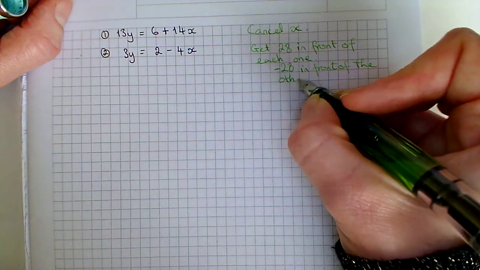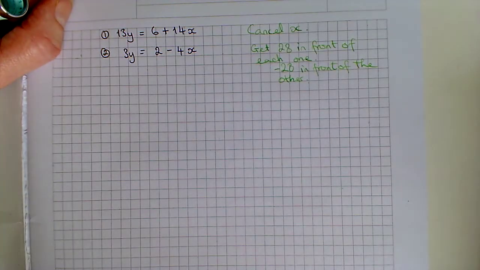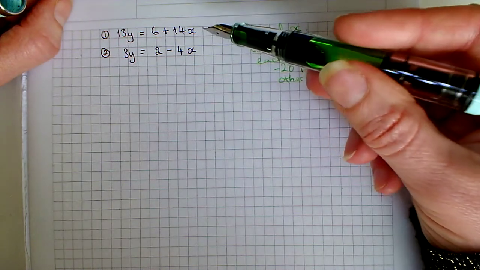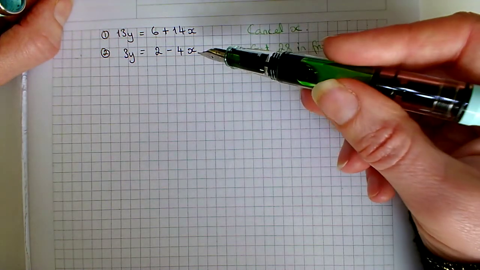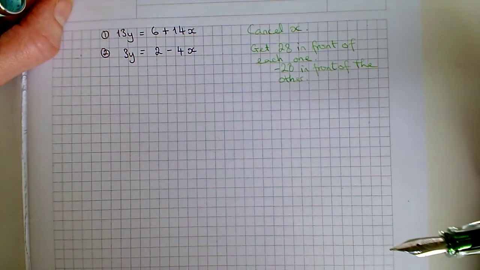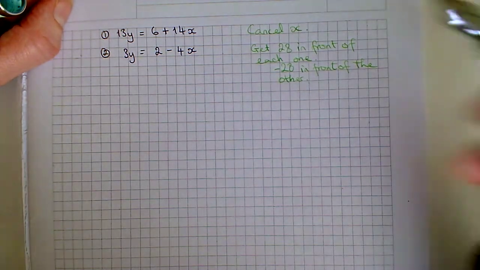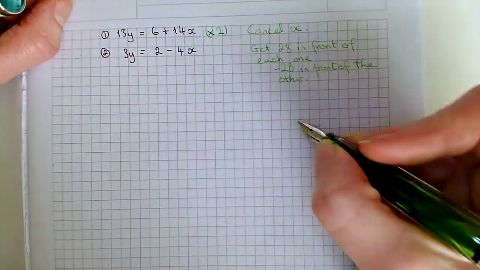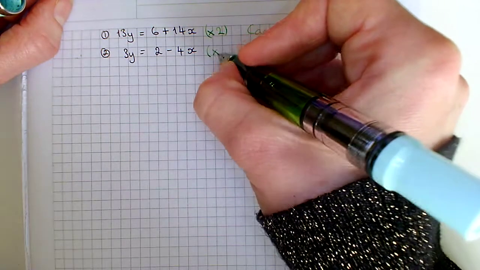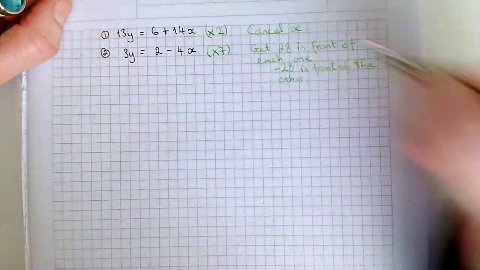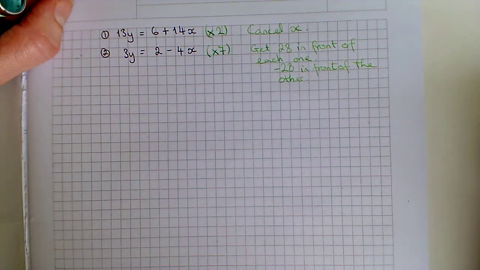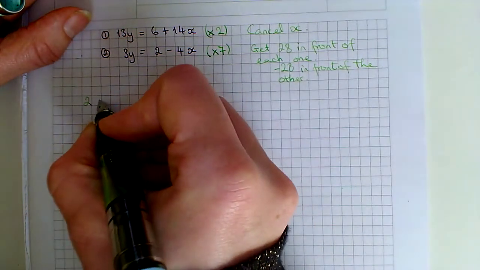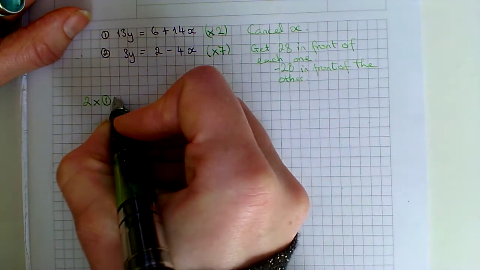And maybe you remember the name for the number in front of a variable is a coefficient. So I want the coefficient of x in my first equation to be 28, and I want the coefficient of x in my second equation to be minus 28. How do I do that? Well, if I multiplied 14 by 2, I'd get 28. And if I multiplied minus 4 by 7, I'll get minus 28. So that's what I'm going to do. I'm going to cancel x by multiplying my first equation by 2.